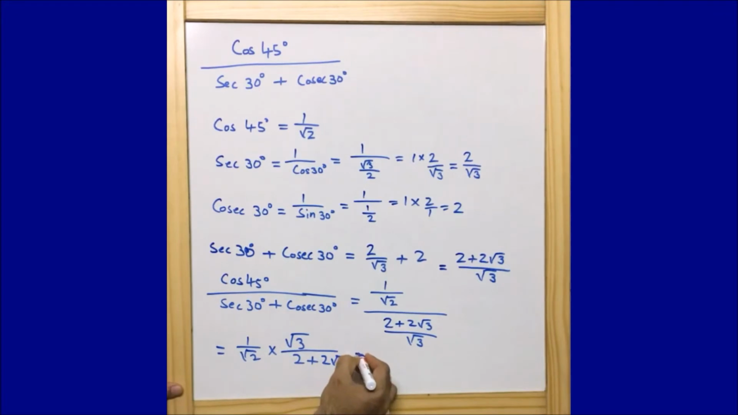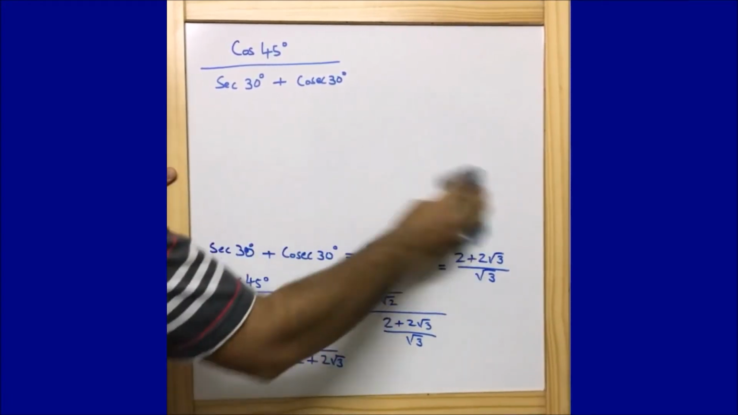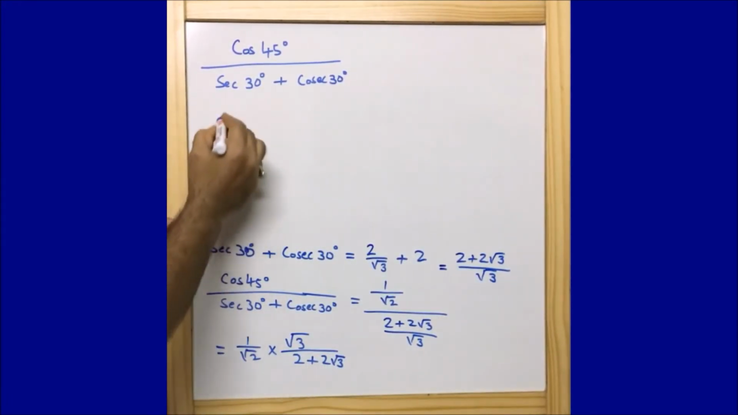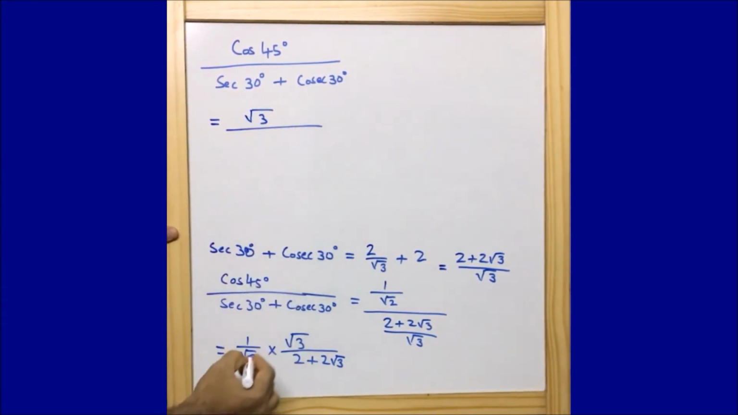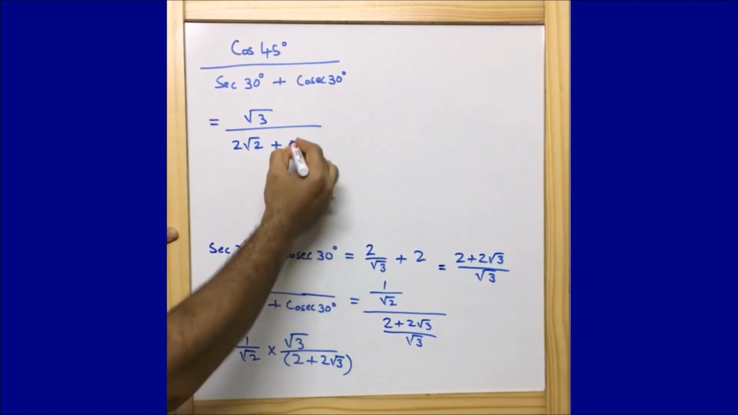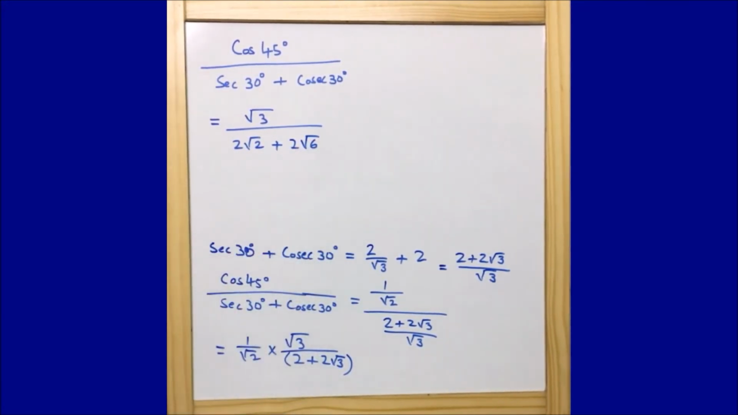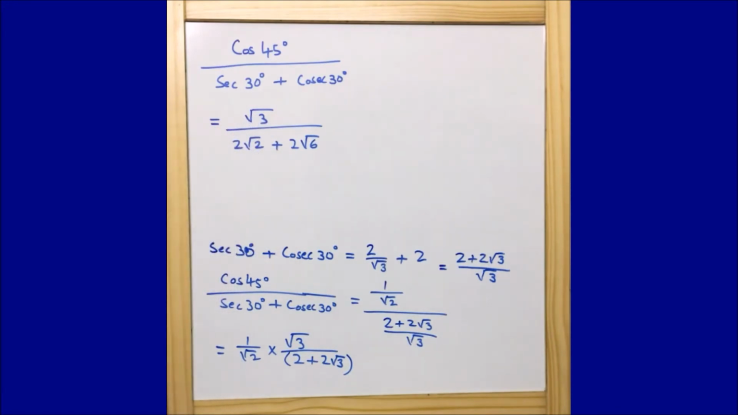Now let me erase this and let me write it here. So upon solving I can get root 3 upon root 2, because this is what we have. So root 2 into 2 is nothing but 2 root 2, plus 2 root 6. Hope you understood how we are calculating this one. Just multiplying root 2 into 2 plus 2 root 3. So I got root 3 upon 2 root 2 plus 2 root 6. This is what I got.